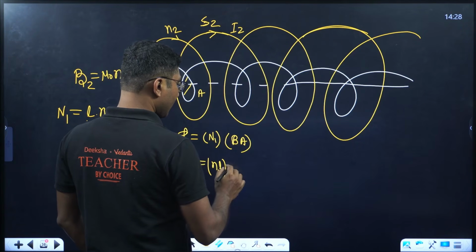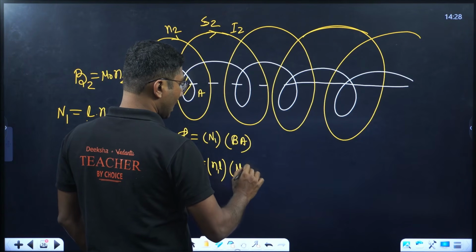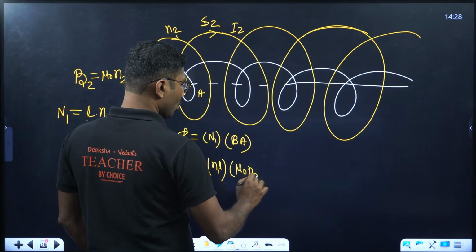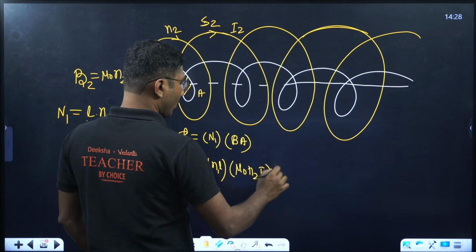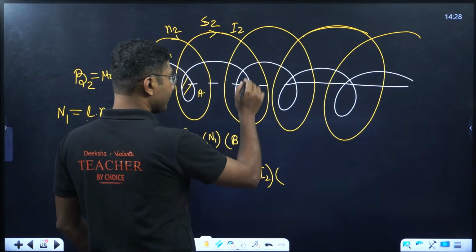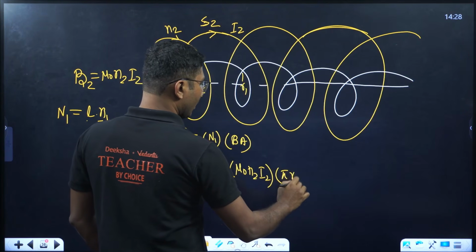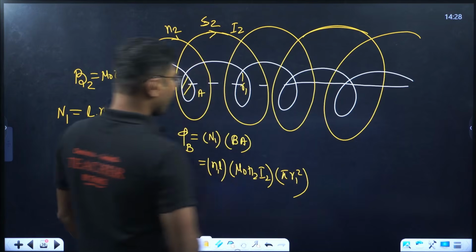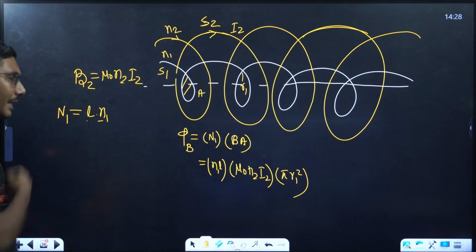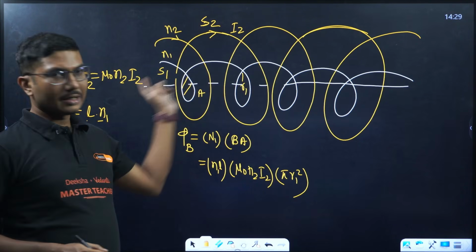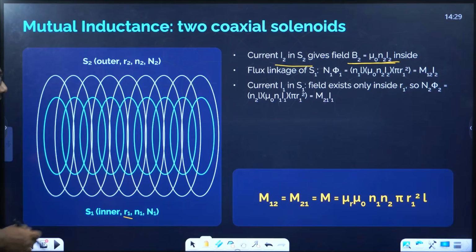Now what is B? B is mu naught N2 I2. What is area? Area is the area of this inner portion. It has a radius R1, so pi R1 square. So this is the flux that is linked with the inner coil.